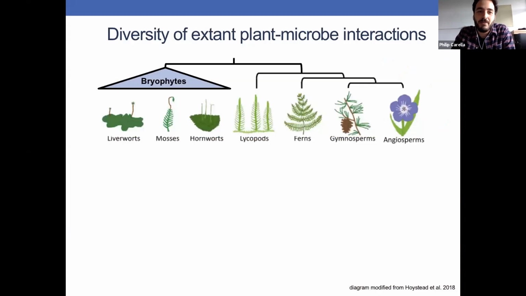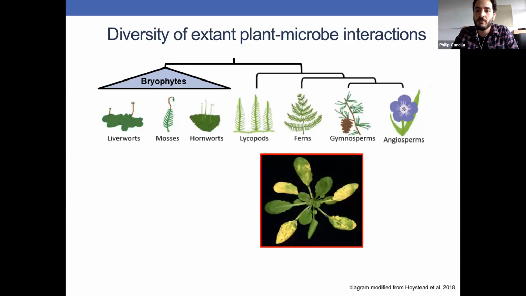Since then, plants have evolved into a number of lineages that we're familiar with now, from early divergent bryophyte lineages, which are non-vascular, non-seed plants, to the early vascular lycopods and ferns, to seed plants and ultimately flowering plants. The diversity of plants we know interact with a very diverse range of microbes.